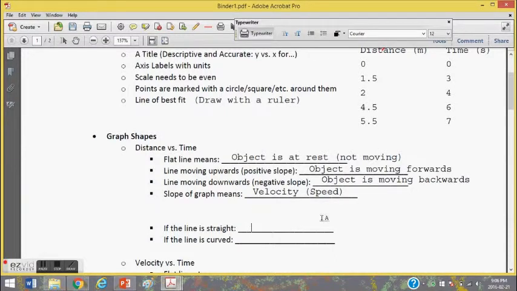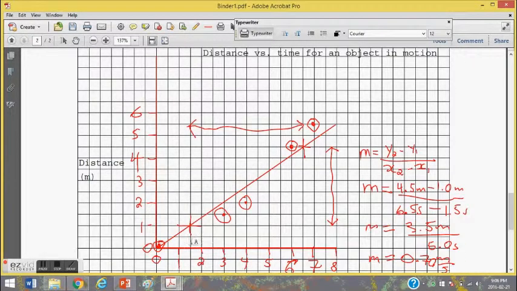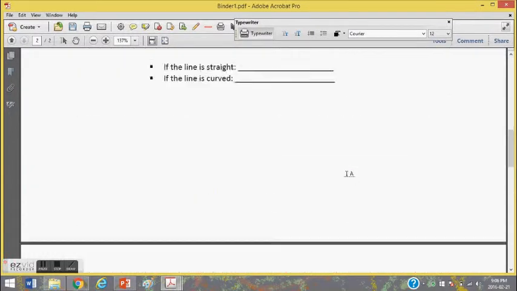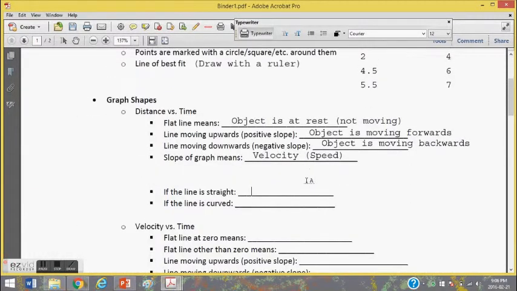If the line is straight, so like this one here, we were able to draw sort of a straight line. A straight line means uniform or constant velocity. If the line is curved, this means we have a changing velocity or accelerated, accelerated motion. Okay.